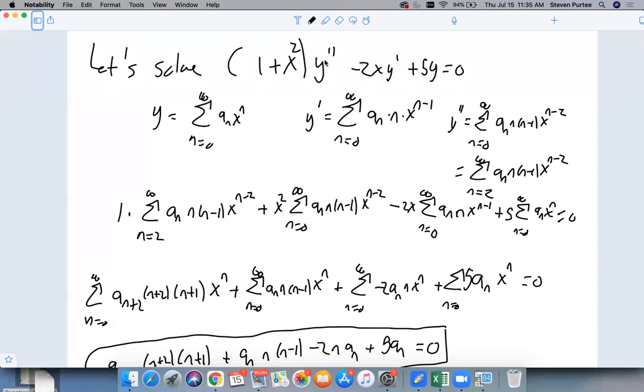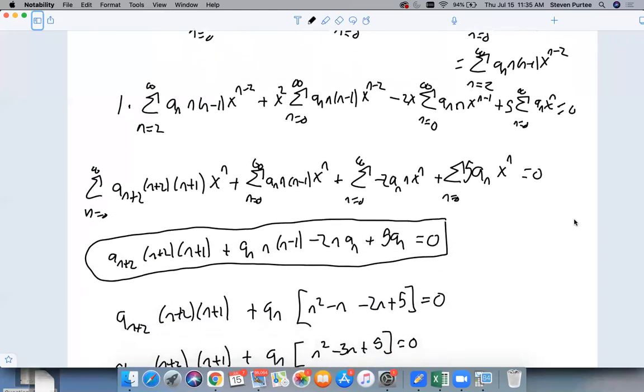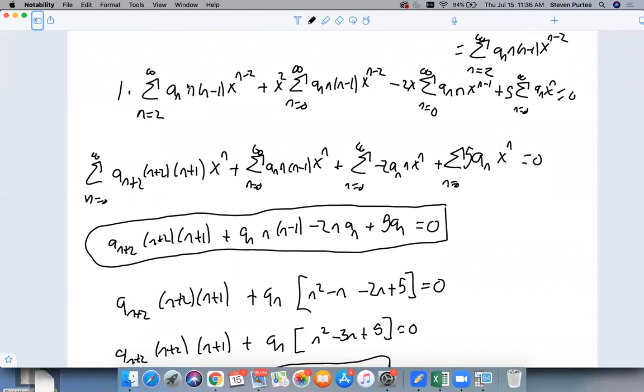And then x squared times y double prime. I use the first version because I know this x squared is going to fix my power. Even though the first 2 terms are 0, I don't care about that. Here's the negative 2x times y prime, and then 5 times y equals 0. Okay, so I fixed this one here by dropping this down by 2, bringing that down to 0, while simultaneously raising all of these up by 2.